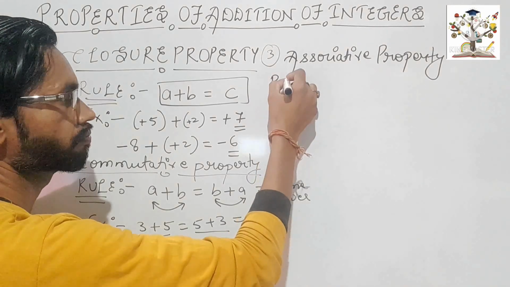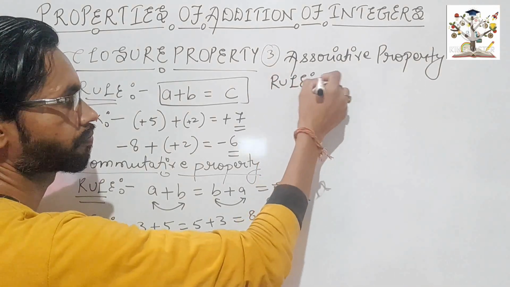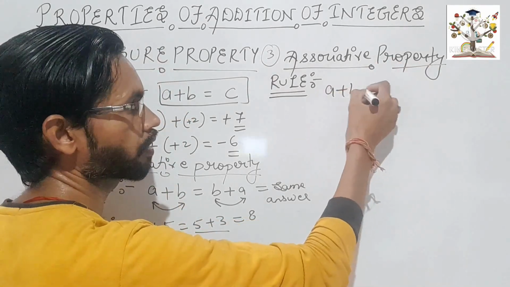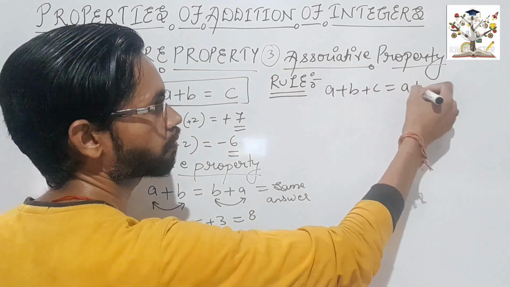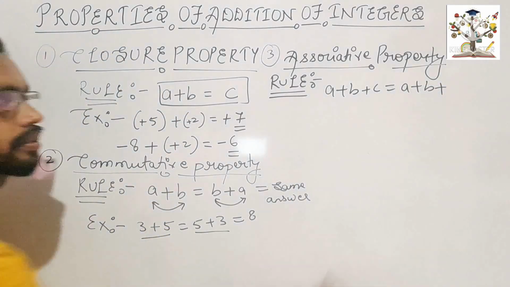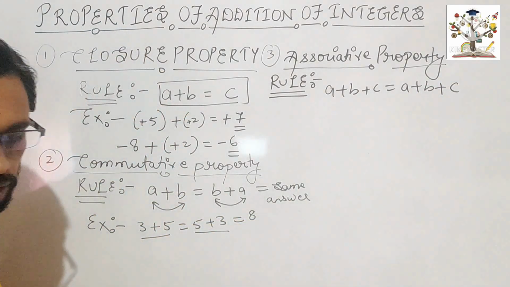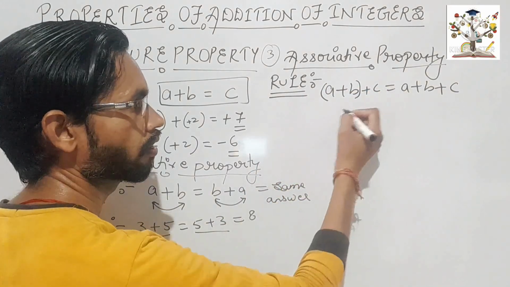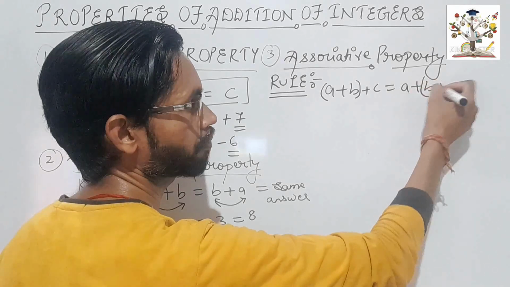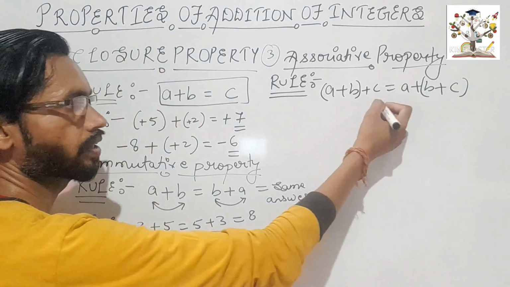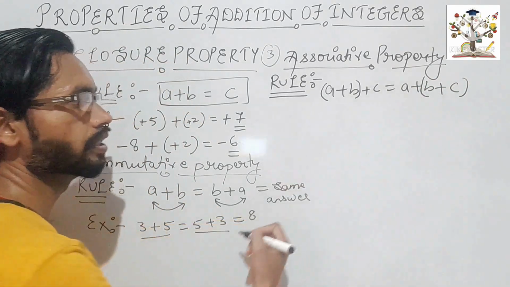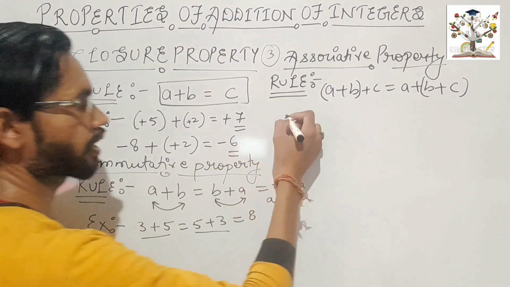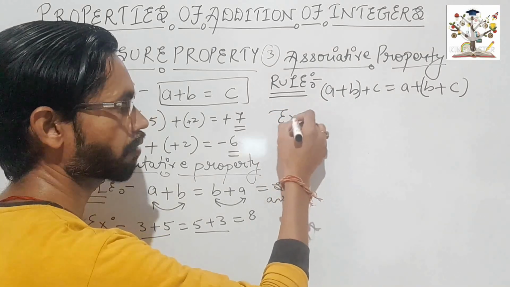The rule is, suppose I'm writing (a plus b) plus c is equal to a plus (b plus c). Suppose I'm taking a plus b in the bracket on the left hand side, then on the right hand side I'm taking b plus c in the bracket, and leaving c here and a there. I'll get the same answer. Let's understand by an example.